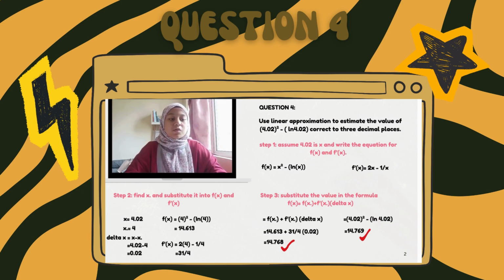So how do I know that my answer is correct? If we put the equation 4.02 to the power of 2 minus ln 4.02 into the calculator, we're going to get the answer 14.769. Although the answer is not exactly the same as the answer that I got, the value does not have a huge gap between them, so it is considered correct. So the answer is 14.768 for question 4.